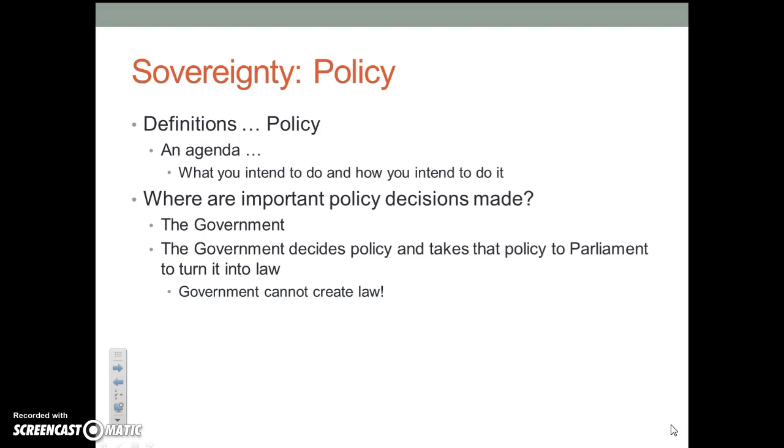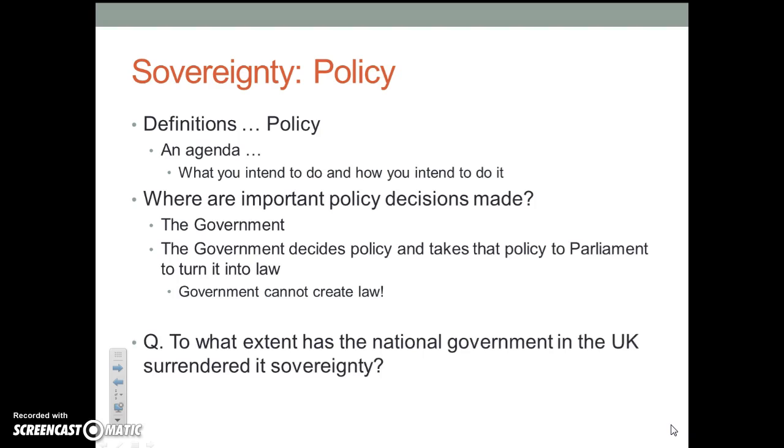The government proposes bills to Parliament. Parliament takes those bills and turns them into law. Nobody else can do that. You should know that from the previous slide. The question then becomes, to what extent has the national government in the UK surrendered its sovereignty? This is something that comes up sure as night follows day.